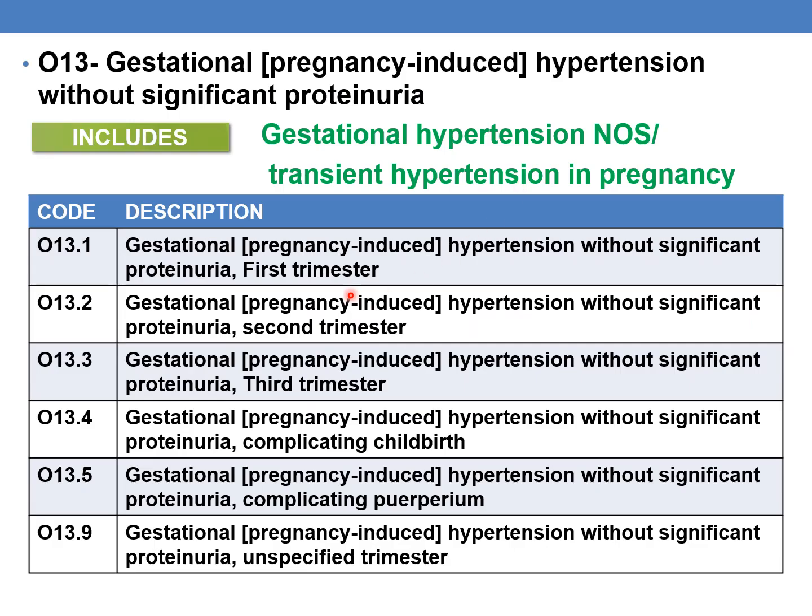Here you can see the various codes of gestational hypertension or transient hypertension in pregnancy. O13.1 indicates gestational hypertension without significant proteinuria, first trimester. O13.2 indicates second trimester. O13.3 indicates third trimester. O13.4 indicates complicating childbirth. O13.5 indicates complicating puerperium. O13.9 indicates unspecified trimester. This must be coded for gestational hypertension NOS or transient hypertension in pregnancy.